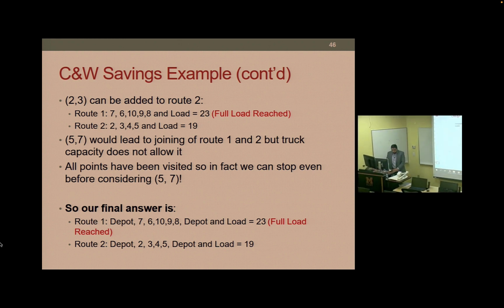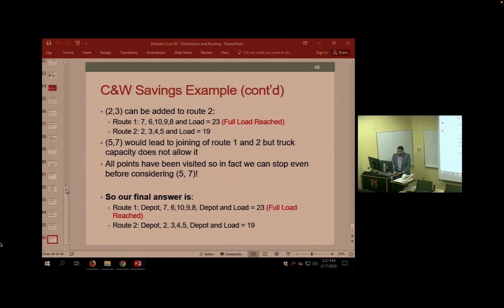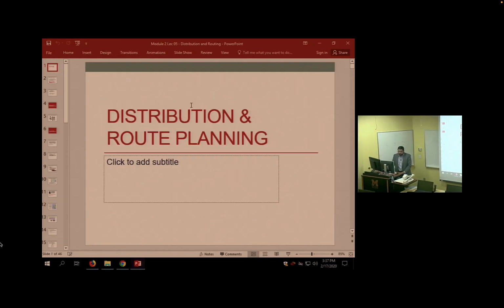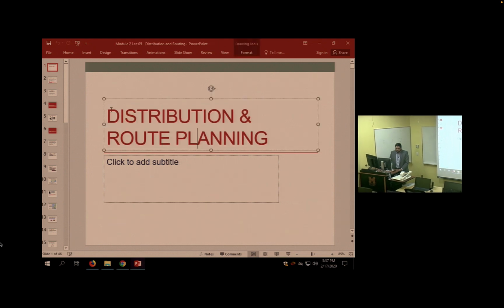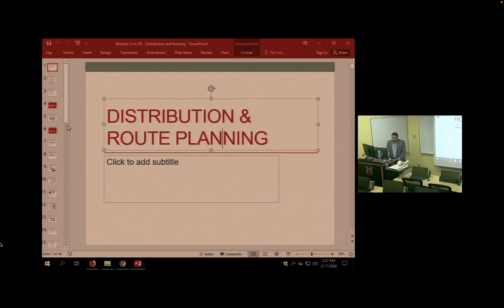I hope you learned something about distribution and routing today. This is a very important part of logistics because distribution costs can be very significant in terms of your total transportation and logistics costs.